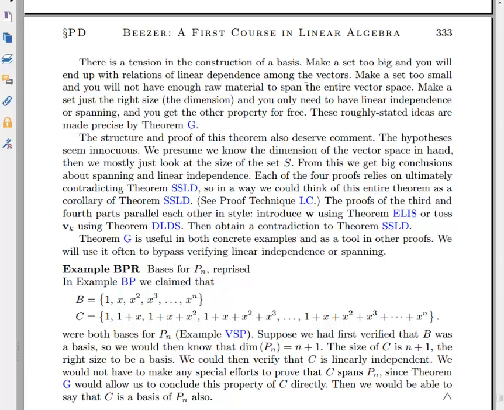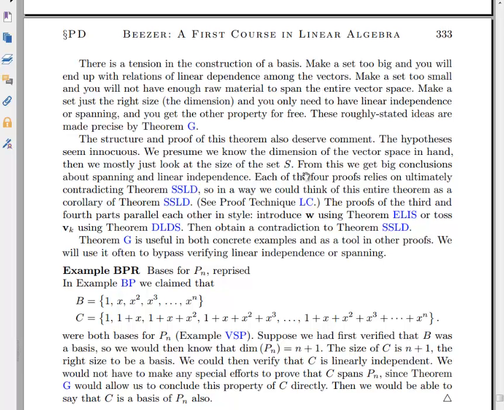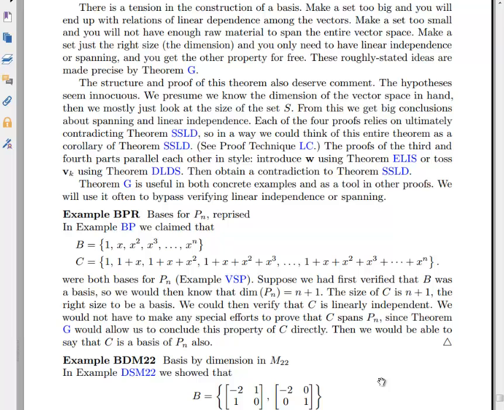So what this is saying is that if you make a set too big, you put in too many vectors, it's going to be linearly dependent. If you put in too few vectors, it's not going to span. So the basis is just the right mix. It has enough vectors to span and not too many to be linearly dependent. Okay. All right, so let's look at some examples.